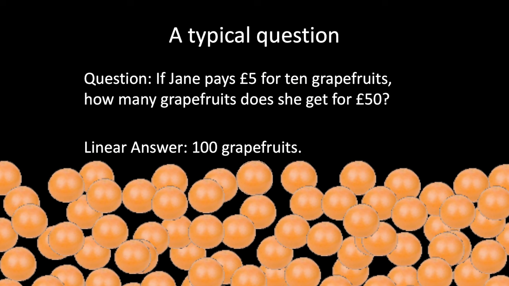You get 100 grapefruit, but no one steps back and stops to say, what the hell is Jane doing with 100 grapefruits? Who's got 100 grapefruits to sell, right? What's going on? This isn't a real world problem. And even if it was, you would go to a wholesaler and you would get a discount for buying more grapefruits, right? So it really shouldn't be a linear relationship, but this is the sort of question we train our kids upon to get them to understand linear relationships, and it just becomes second nature to us.